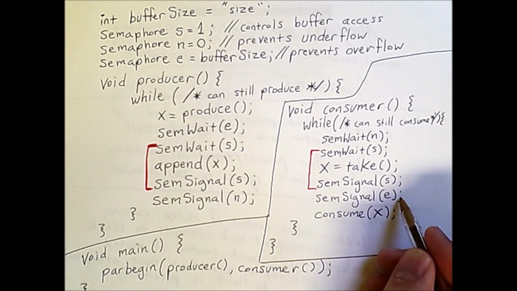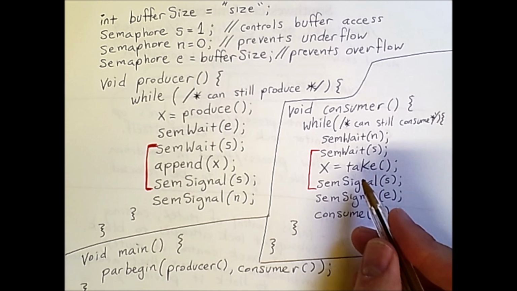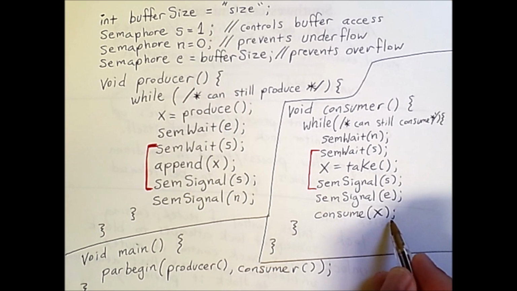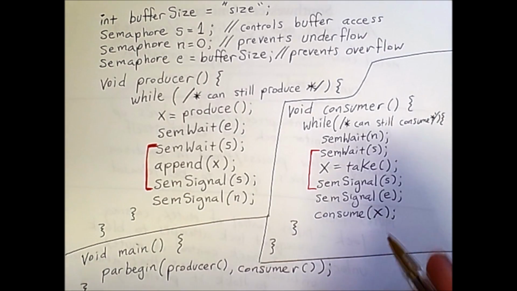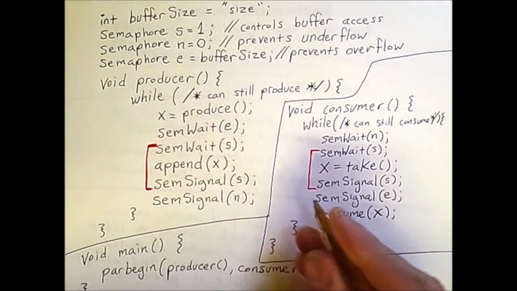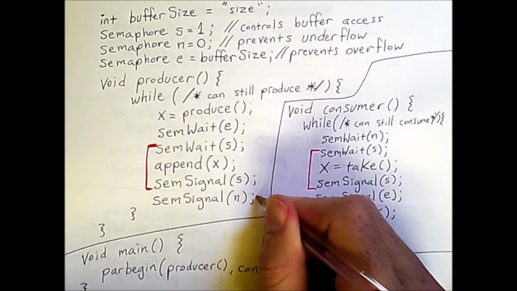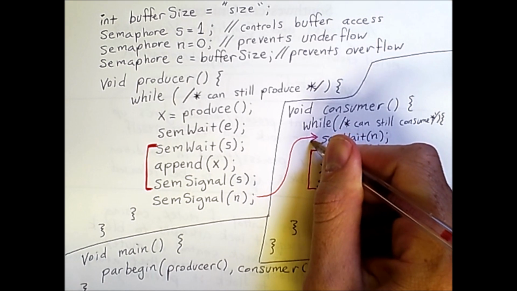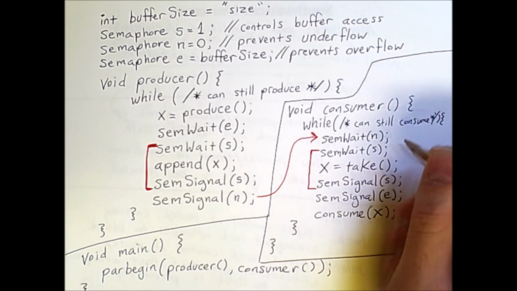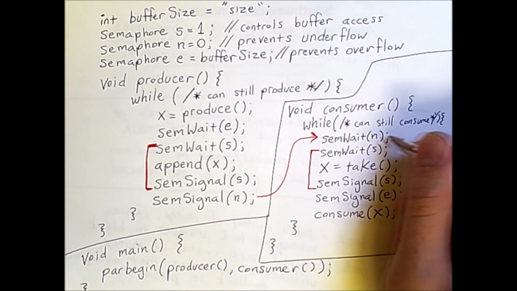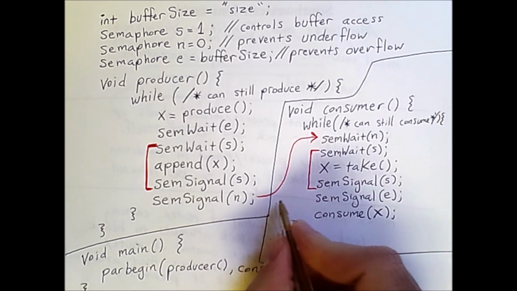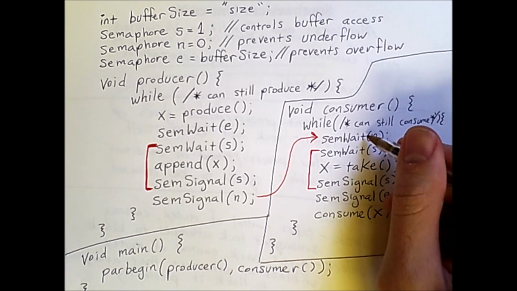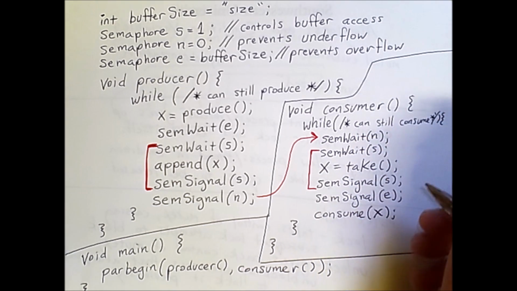Now, after we've signaled that room has been made inside the buffer, we then consume the value x that we already produced, and consume depends on the specifics of your particular problem. So this semSignal command is meant to communicate to this semWait. So if a consumer had blocked because it was waiting at this point, this semSignal would tell that blocked process that it can continue from this point forward.